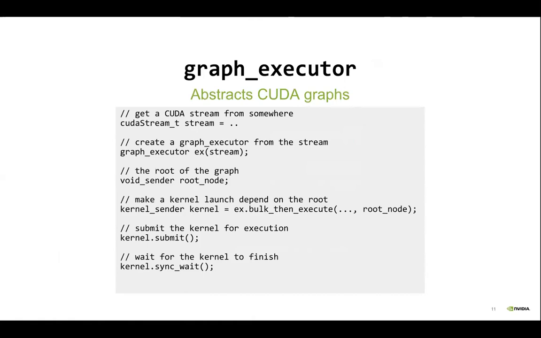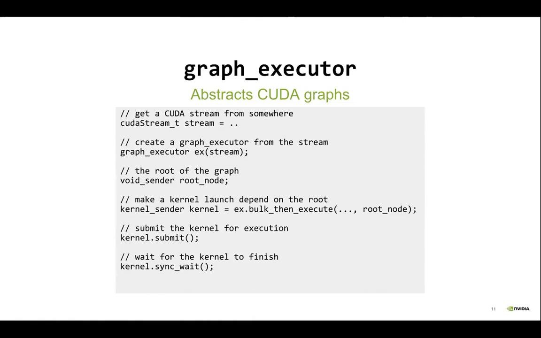And then to set up the description of our task DAG, we're going to connect these things called senders together. They're called senders because they're supposed to send results from one task to the next. And so to set things up at the beginning, we need a root for our graph. I've just named this void sender because it's not going to send a value anywhere. But this is going to be the starting point for our graph. And then we can actually create work that depends on that starting graph, as we do in this second line here, where I called bulk then execute on this executor.